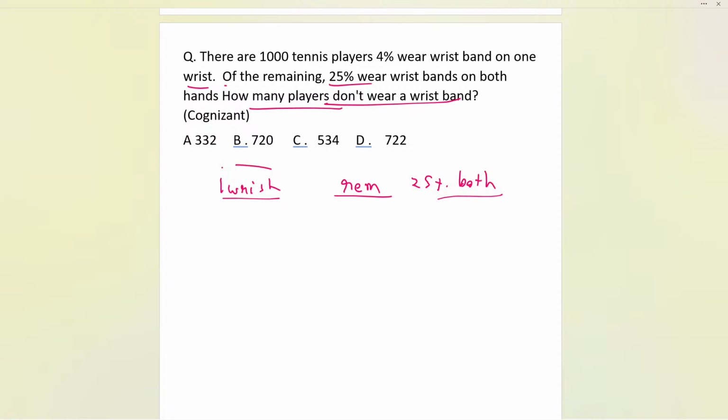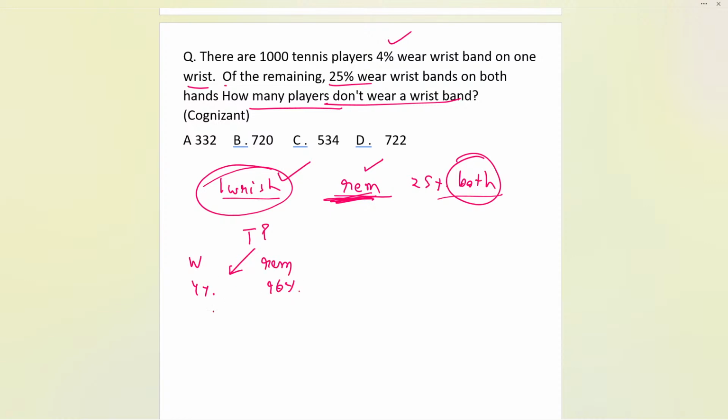Here, on one wrist they are using one, and here both. But after finding the first wrist, we are calculating based on the remaining. So if 4% wear, the remaining will be 96%, so 0.96. That is what I need. I don't need the 4% part because I have to use the remaining in the next part. So 96% of 1000 players will be exactly 960.